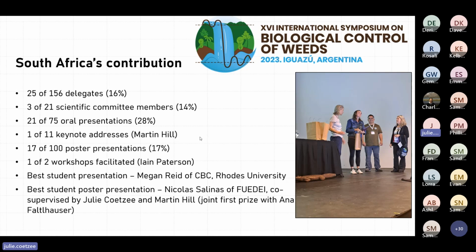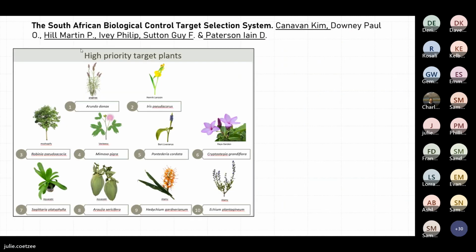in this meeting. And I'm going to quickly go through some of the talks that South Africans gave, which really showcase the kind of work that we're doing and also how we're advancing the science of biological control. So Kim Canavan presented the South African Biological Control Target Selection System. And there are a couple of these systems out there, and Kim's selection went on target plants that don't have biocontrol programs initiated against them already.